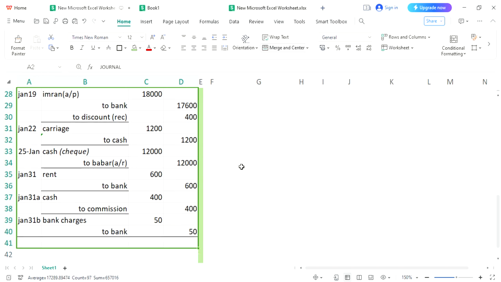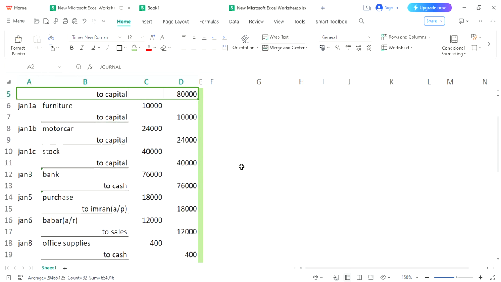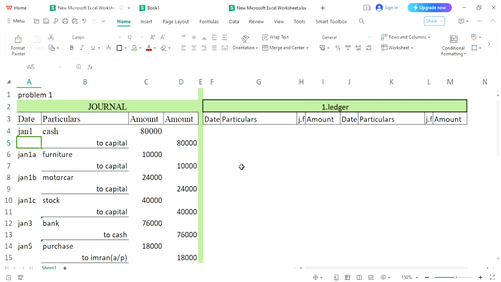Look, all the transactions we have converted into journal entries. And the next target is to convert all of these journal entries into ledgers. For ledger, I have already made the format. The first line would be used for the heading. Here is your first line. This is where you will put the title of the ledger, and then you have columns over here.